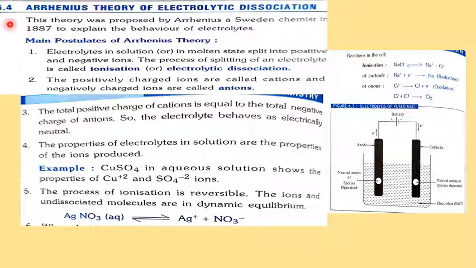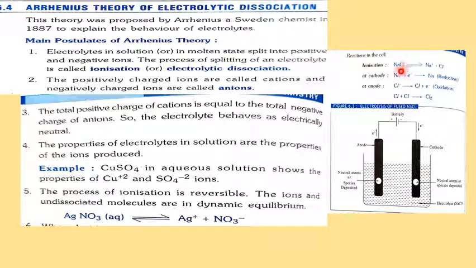Okay, next, we discuss the Arrhenius theory of electrolytic dissociation. This theory was proposed by Arrhenius, a Swedish chemist, in 1887 to explain the behavior of electrolytes.